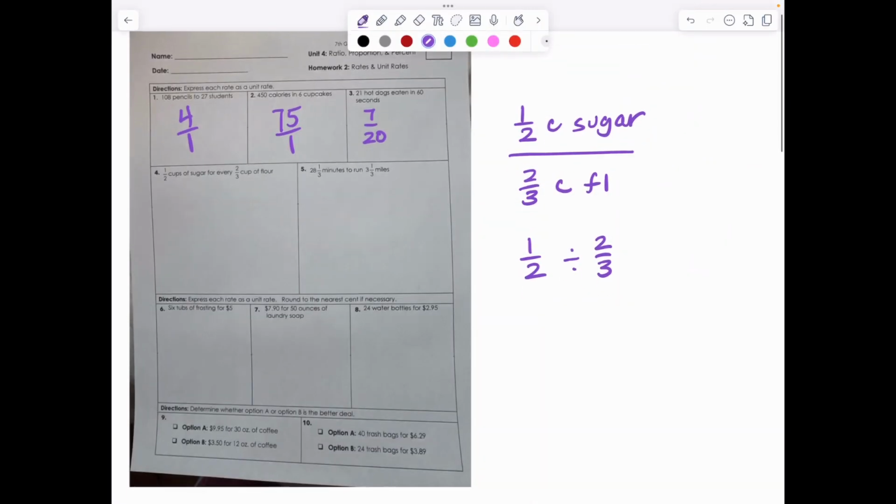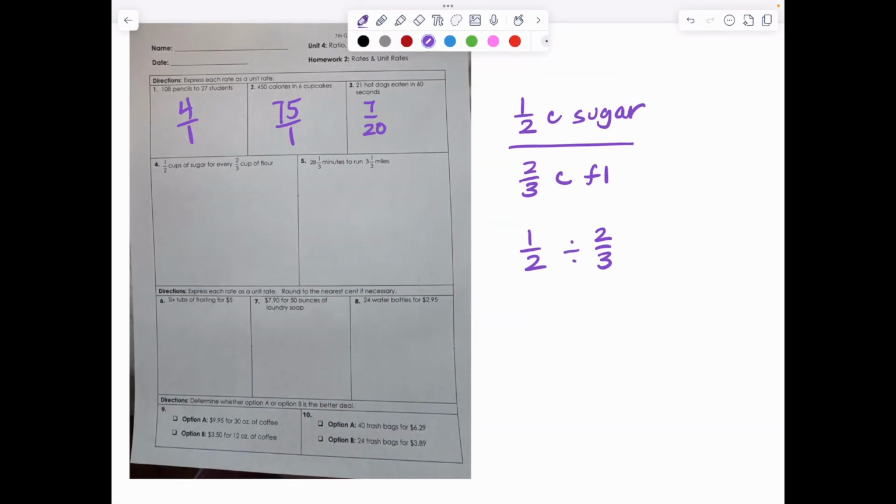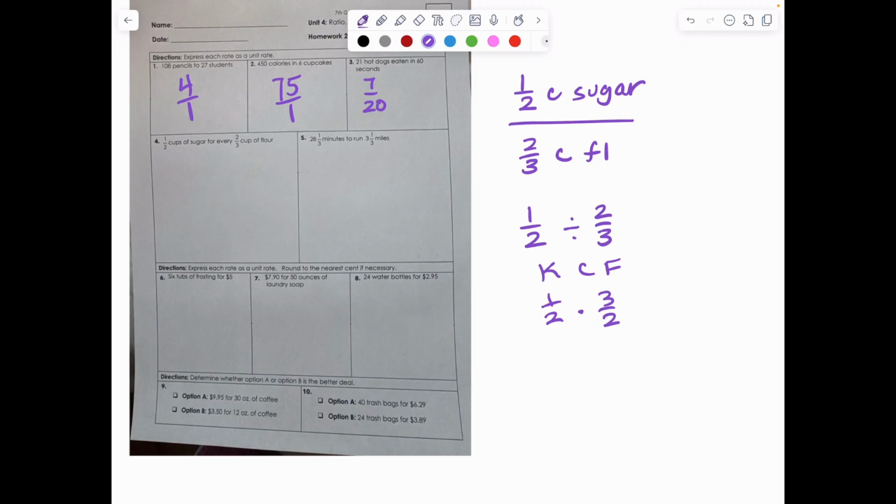All right, so this one, 1/2 cup of sugar for every 2/3 cup of flour. We're going to use division. So you take 1/2 cup and divide it by 2/3. Then you're going to do your keep, change, flip. So 1/2, change to multiplication, and then flip to 3 over 2. So now that's 3/4. So your unit rate is 3/4.